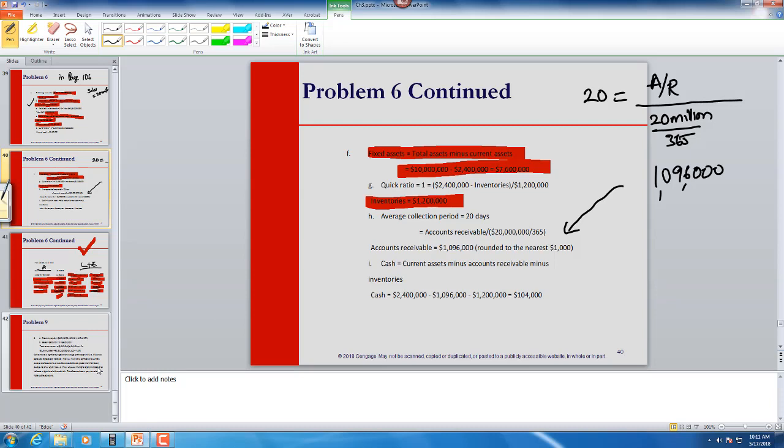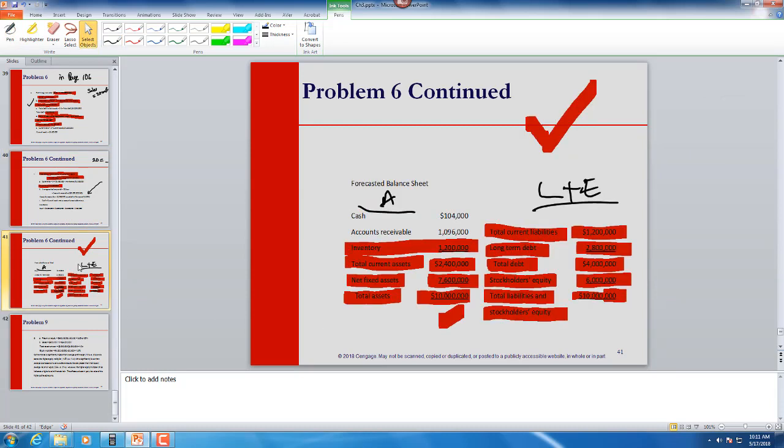So let us plug that in. $1,096,000. So take 240, which is total current assets, minus 120, which is inventory, minus accounts receivable. The rest has got to be cash. So now we are done with both sides.